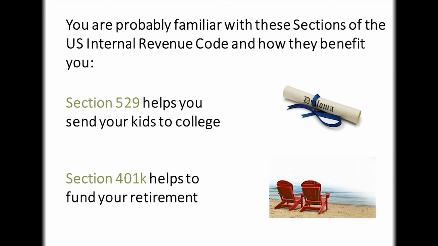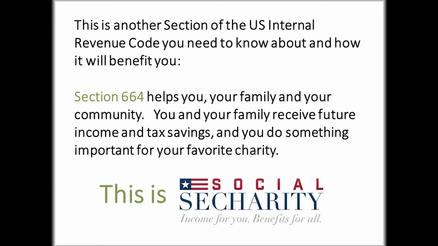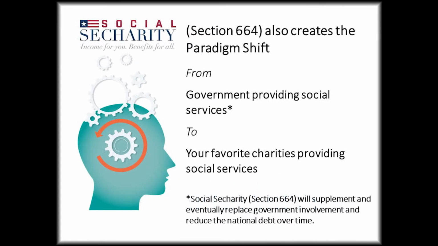Now, there's another section of the U.S. Internal Revenue Code that you need to know about, and also how it will benefit you, and that's Section 664. This is the section that Congress passed back in 1969, and it's designed to help you, your family, and your community. You and your family can receive future income and tax savings, and you can do something important for your favorite charity. We've called this social SeCHARITY, and this is the way that we can change things in America.